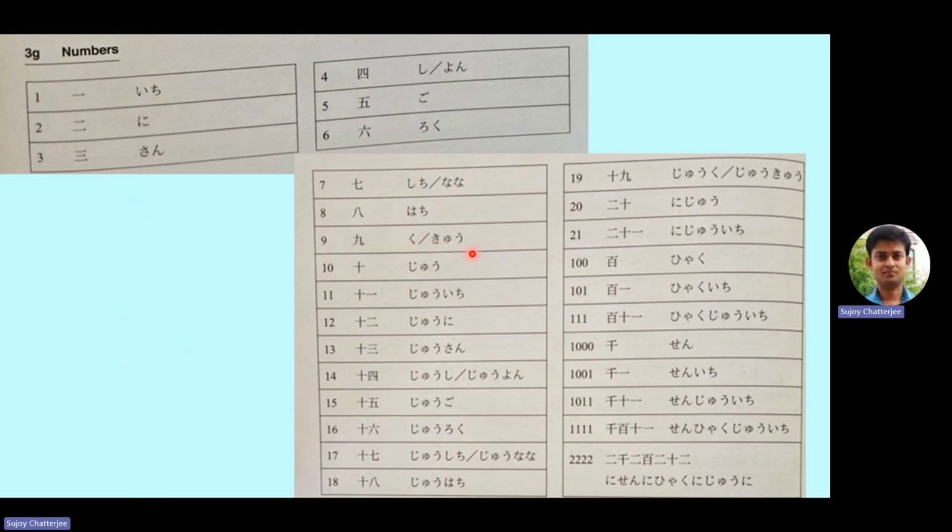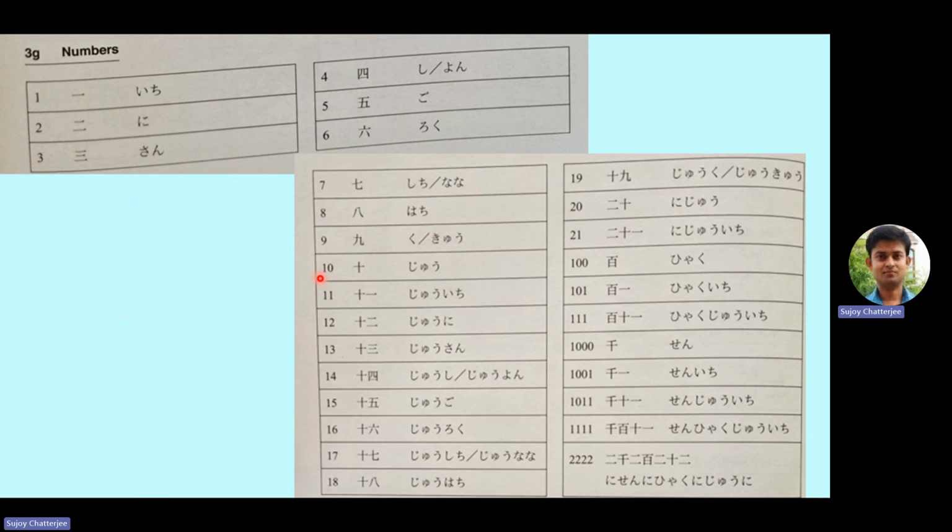So similarly, there may be some other contexts as well in which the ku will be used and not q. So that again you will learn as and when we progress with those topics and concepts. So after 1 to 9, let's repeat one more time. Ichi, ni, sang, yong or shi, go, roku, shichi, nana, hachi, ku, kyu.